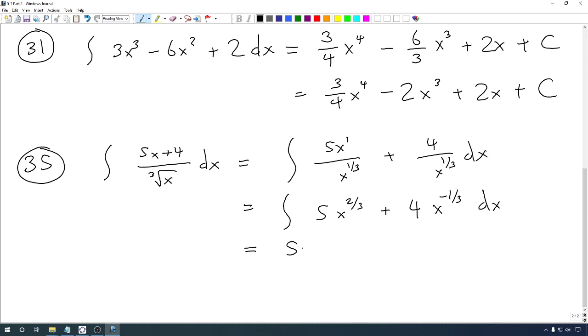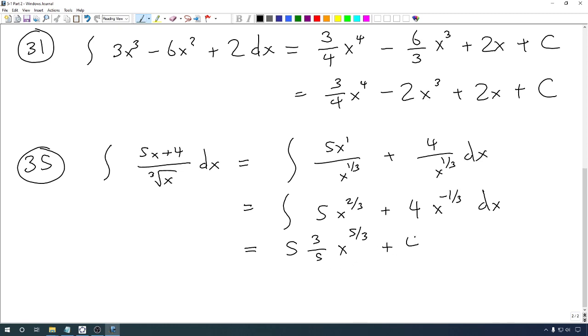For the first one, I'm just going to go ahead and write the 5 for the moment. I'm going to take my x to the 2/3 power and raise that power by 1. And again, because it's a fraction, I do want to go ahead and simplify that fraction so that I can multiply it by the reciprocal afterwards. So 1 plus 2/3 ends up being 5/3. And I'm going to multiply by the reciprocal. Divide by 5/3 means that I'm going to multiply by 3/5. And there's going to be some simplification you might see there.